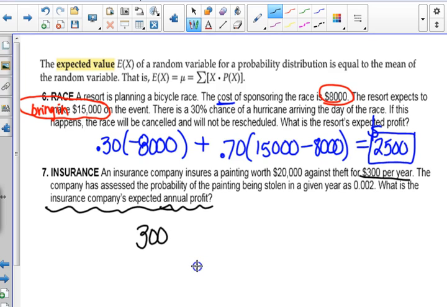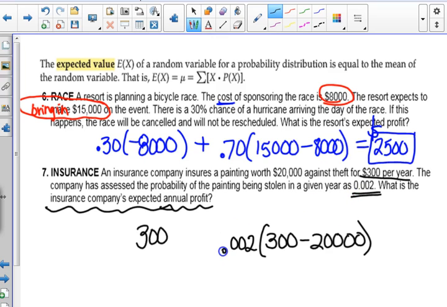If in the course of that year the painting gets stolen, we end up having to pay out 20,000. But they will have still given us the 300, so we would only end up losing $19,700. You understand what I'm saying, guys? The company got the 300, but they had to pay this out. But what's the chance that they have to pay it out because it got stolen? Very low. But what's the chance that they don't have to pay it out?